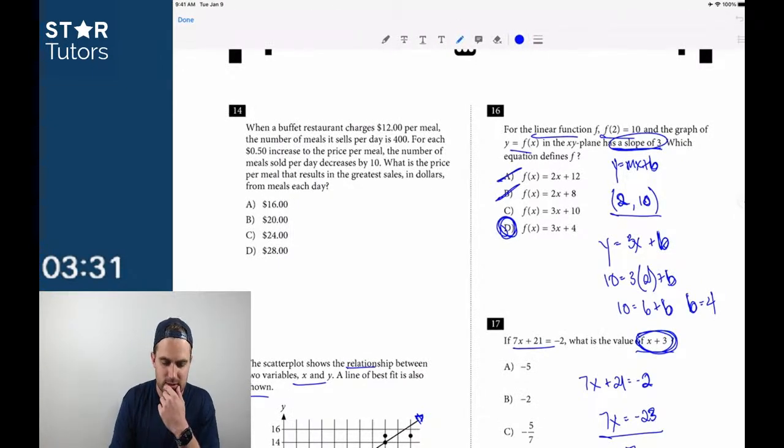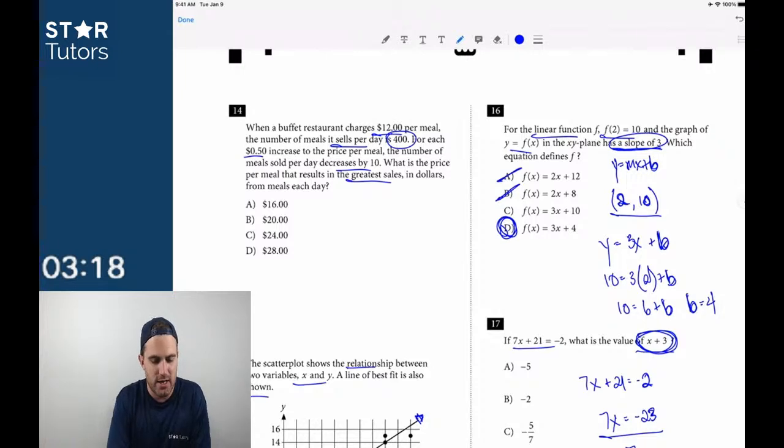Go 3.5 minutes. When a buffet restaurant charges $12 per meal, the number of meals it sells per day is 400. For each 50-cent increase to the price, the number of meals sold per day decreases by 10. What price per meal results in the greatest sales in dollars from meals each day? Okay, so $16. Well, let's just do 20, right?